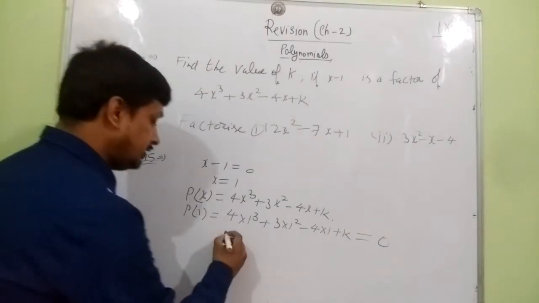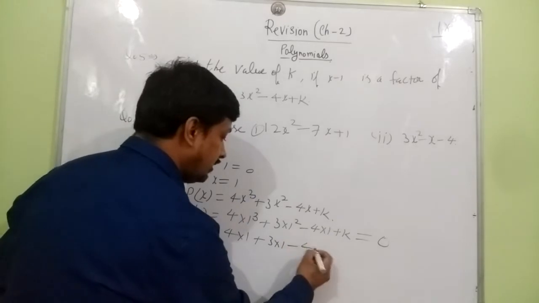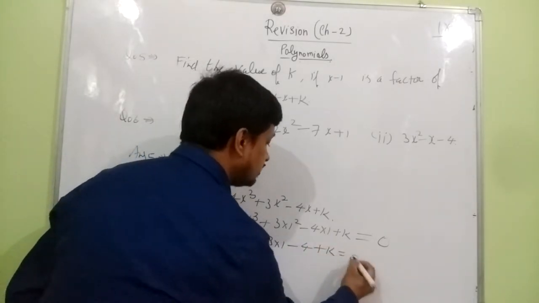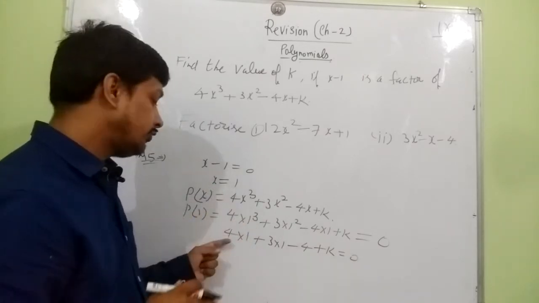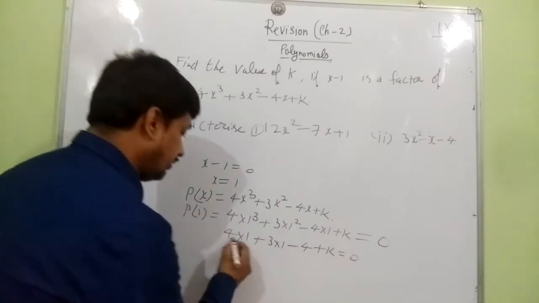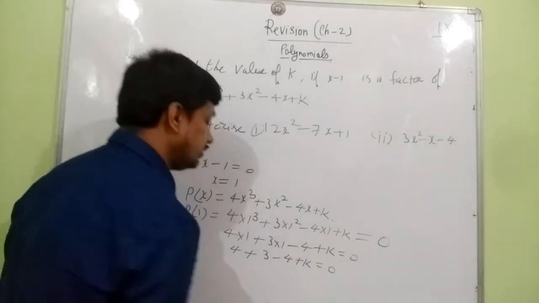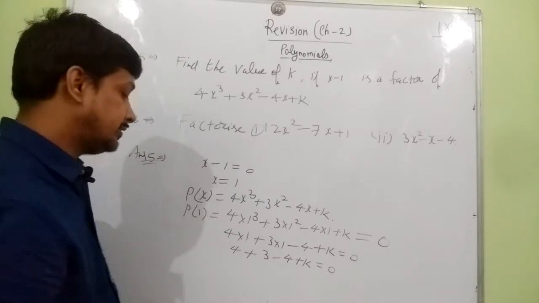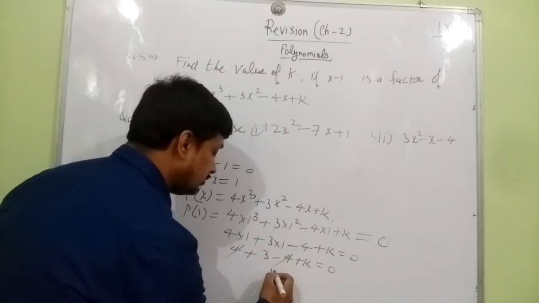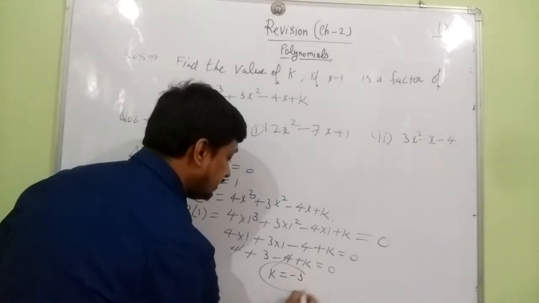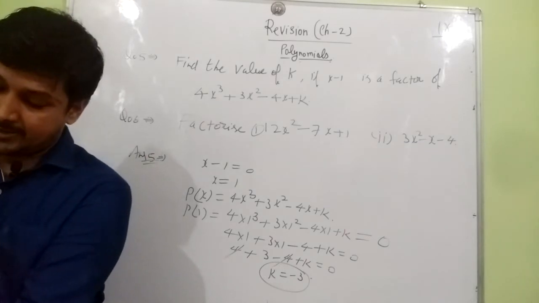Okay. Now solve it. The cube of 1 will be 1. The square of 1 will be 1. And 4 times 1 is 4 plus 1. First of all, you just solve the powers. After that, you multiply the terms. 4 times 1 is 4, plus 3, minus 4, plus k equal to 0. Now you add or subtract the terms. So minus 4 will be cancelled by 4. So 3 plus k equal to 0. So k equal to minus 3. So this is your answer, that k equal to minus 3.